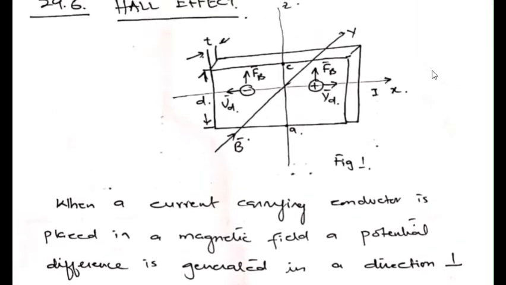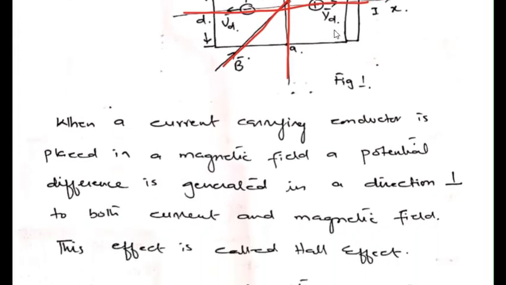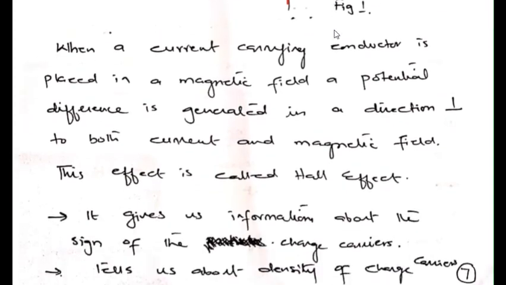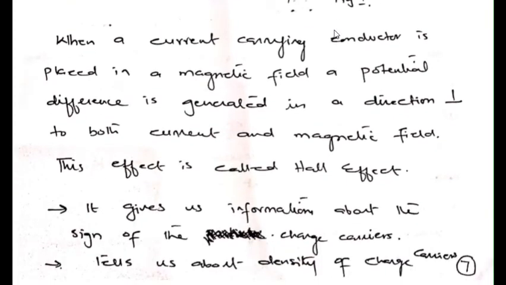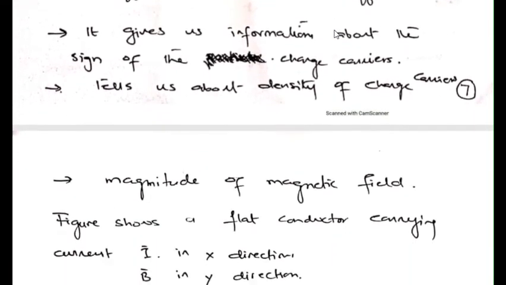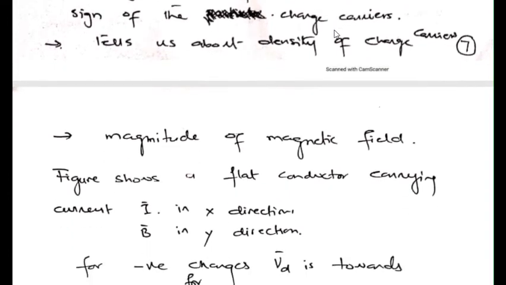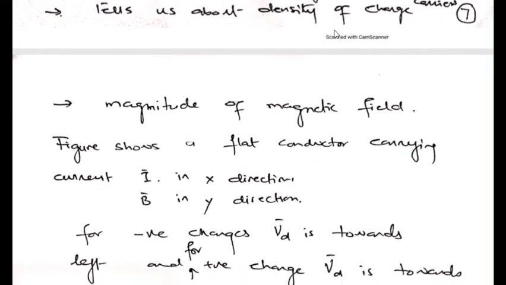If you look at this, this is a current carrying conductor and it is placed in a magnetic field. This is the direction in which the potential is being generated, and it is perpendicular to the direction of current as well as the magnetic field. This was observed by Hall and is known as the Hall effect. The application of the Hall effect is that it gives us information about the sign of the charge carriers. It also tells us about the density of the charge carriers and the magnitude of the magnetic field.